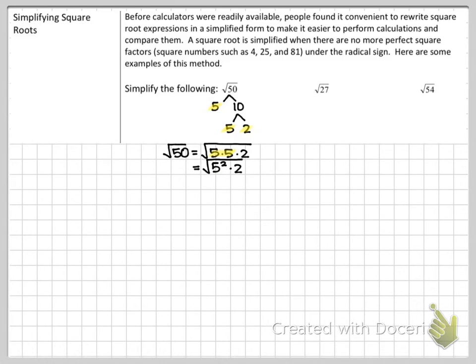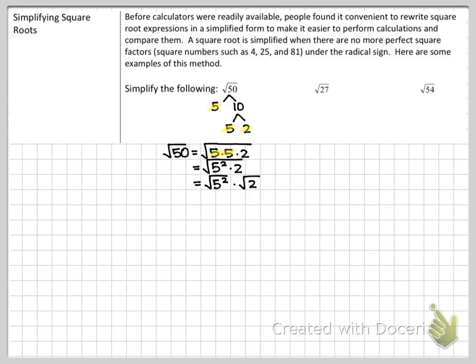So I'm just going to kind of carry that along with me. Now, one of the things that's really nice: if everything inside a square root is being multiplied, it doesn't work if it's add or subtract, though. If everything inside is being multiplied, we can actually separate them out. So this would be the square root of 5 squared times the square root of 2.